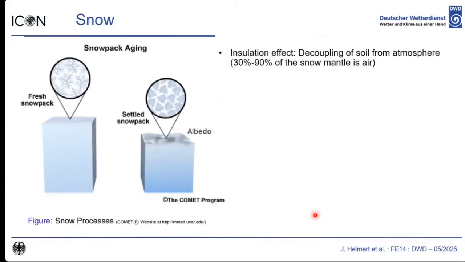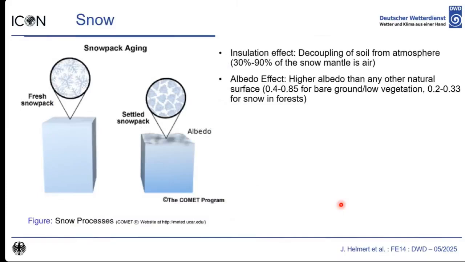Okay. Snow, there's this single layer snow model. Basically, I would like to say something here about the albedo. Of course, the albedo for snow is much higher than the vegetation below, so much more radiation is reflected, meaning the temperature can stay cold.